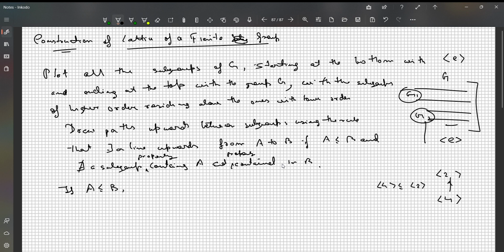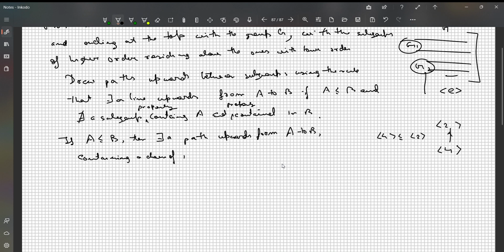Now further notice that if A is a subgroup of B, then there exists a path upwards from A to B containing a chain of intermediate subgroups, right? Containing a chain of subgroups.